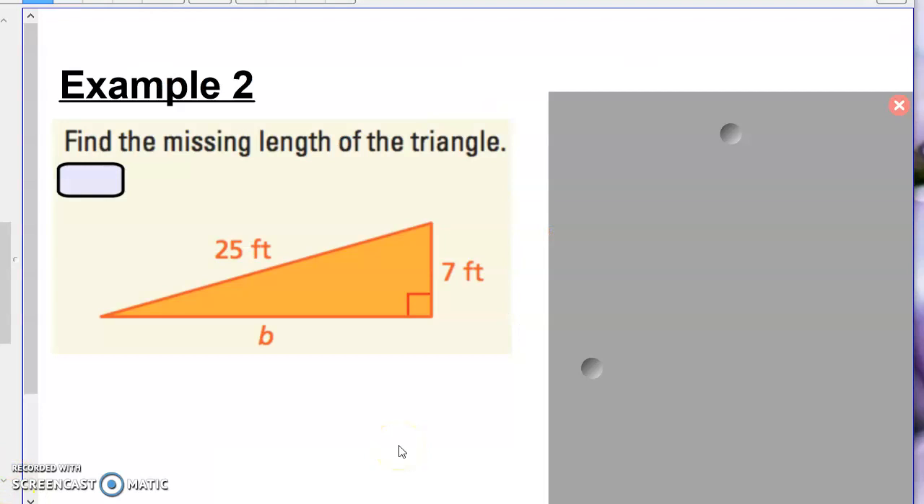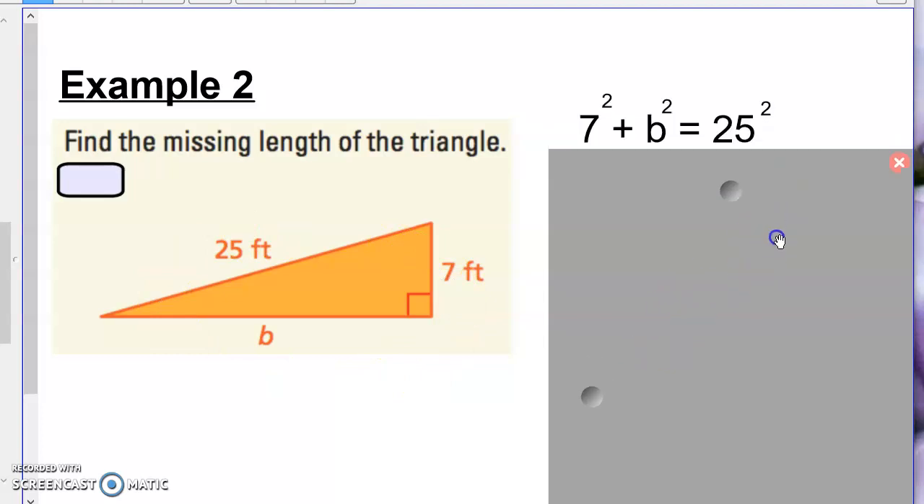Number 2 is a little bit different than the first example was. In this one, you'll notice that they actually give me the longest side, the hypotenuse side. They give me one of the legs, but now I'm missing the other leg. So we have to solve this one a little bit differently than we did example 1. So first thing, I'm going to replace A with 7, and I'm going to replace C with 25. So now I have 7 squared plus B squared equals 25 squared.